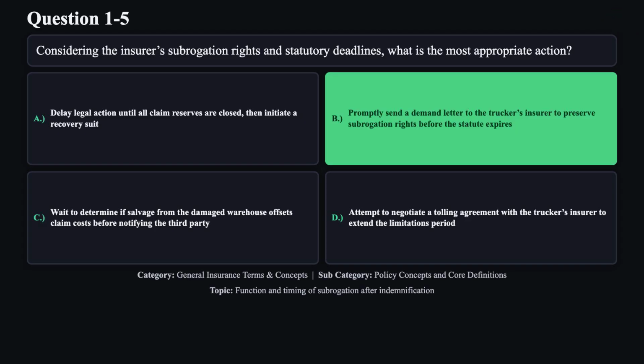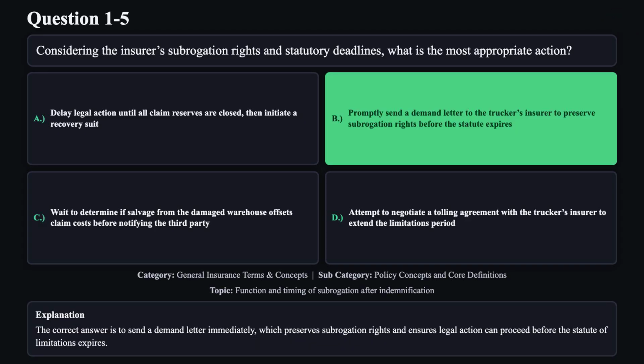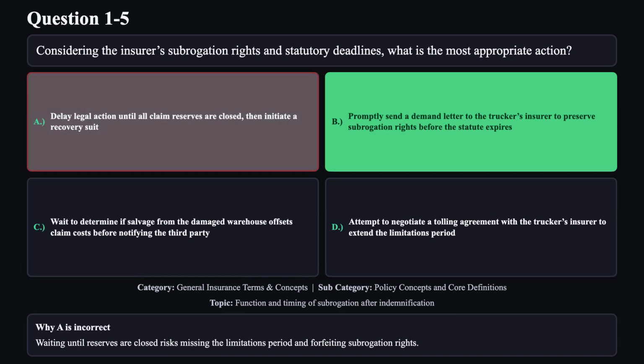The correct answer is B. The correct answer is to send a demand letter immediately, which preserves subrogation rights and ensures legal action can proceed before the statute of limitations expires. Reason A is not correct. Waiting until reserves are closed risks missing the limitations period and forfeiting subrogation rights.